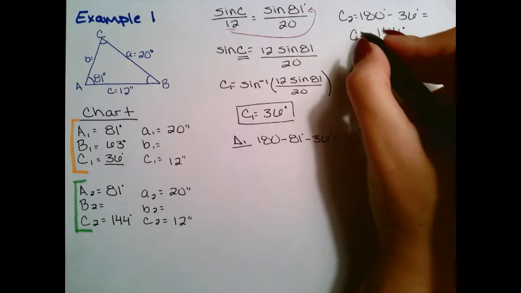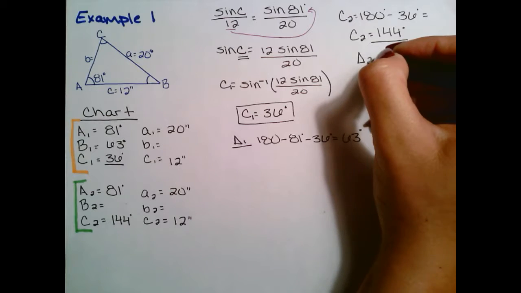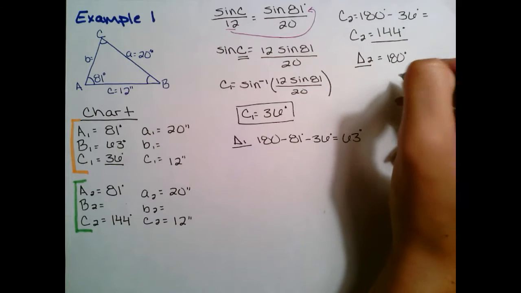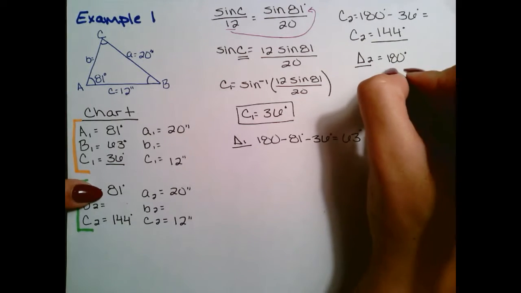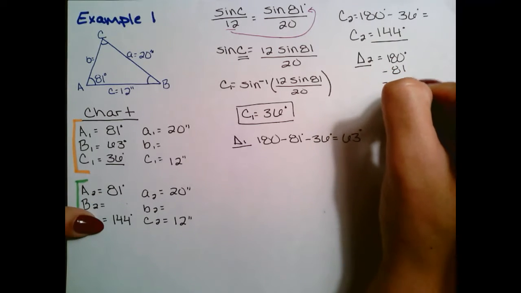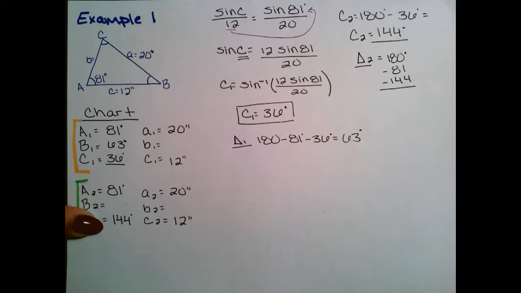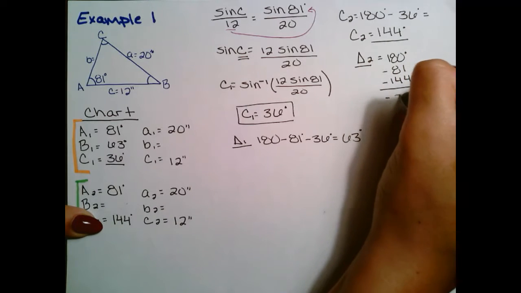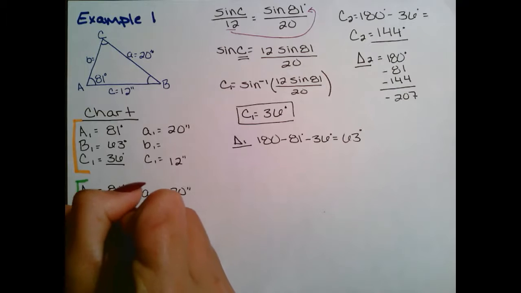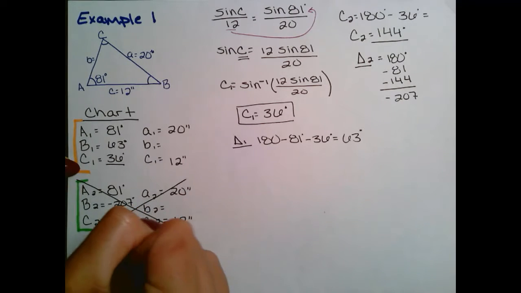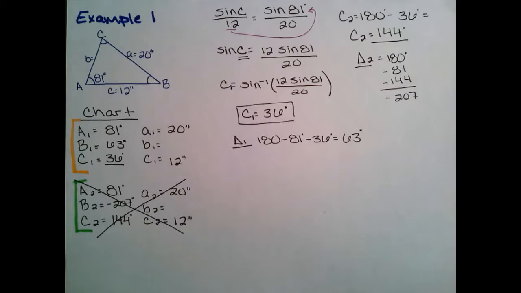Next, I'm going to come back over here as I worked on triangle 2 over here. For triangle 2, we can say 180. I'm going to subtract downward here just so we can see it. Minus 81 minus 144. Now, those of you with your mental math can probably see that this is going to be giving us a negative number, and it gives us negative 207. Because this gave us a negative answer, triangle 2 does not work.